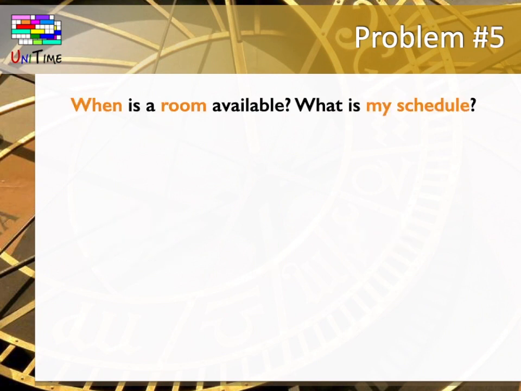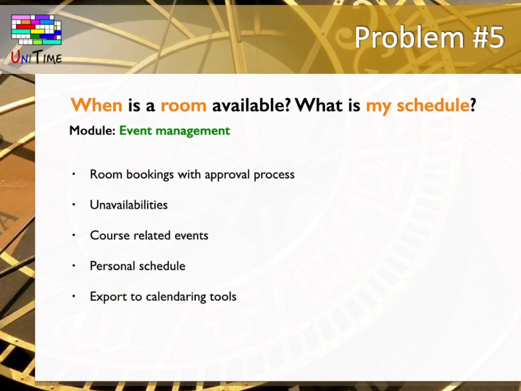With all these excellent features to create different kinds of timetables and schedules, the users need one place to see them all, a place where they can answer their questions such as, when is a room available? What is my schedule? It is time to introduce the fifth module of UniTime, the event management. The event management started as a room booking tool with a related process of requesting a room reservation, which is later approved by the room manager. However, this module is useful for all the other modules of UniTime too.